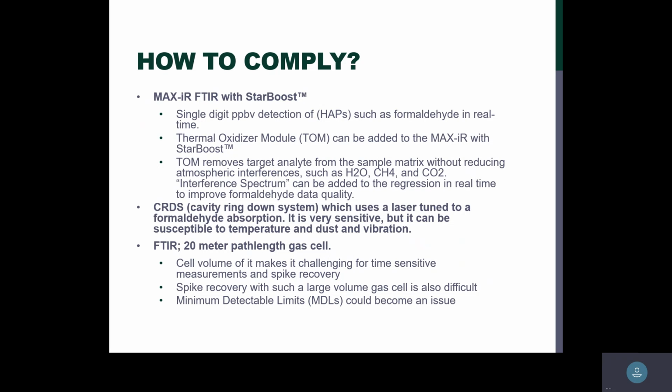And then the old way of doing this with an FTIR analyzer would be to have a very long path length gas cell. Cell volume is going to make it challenging for time-sensitive measurements and spike recovery. So as you go through your calibration procedures, these long path length gas cells can be difficult to get your sample and your reading down at the detection limits that you want, just because of how long the path length is.